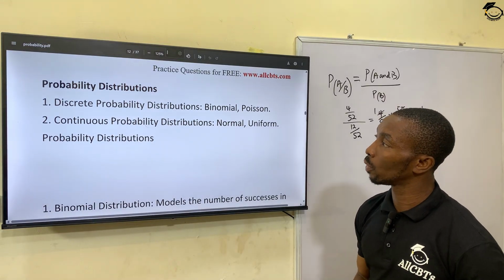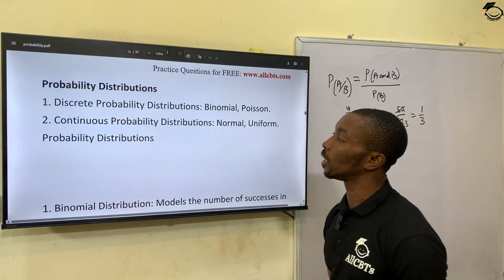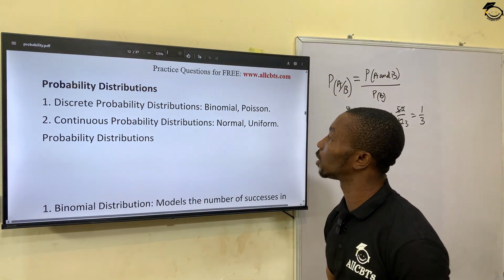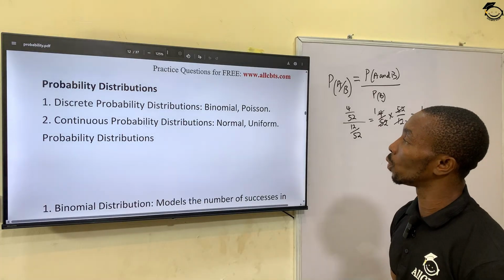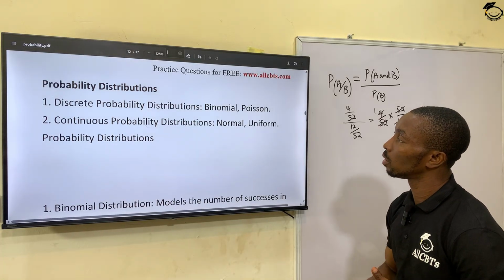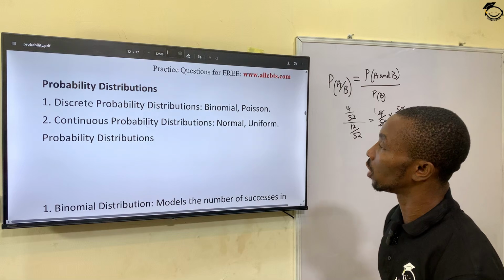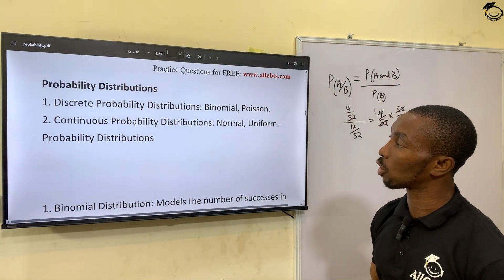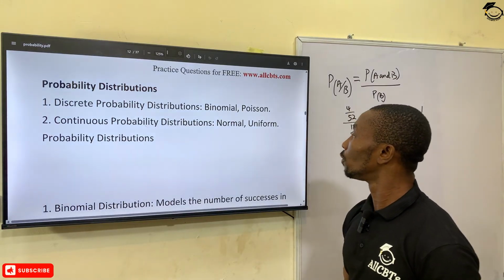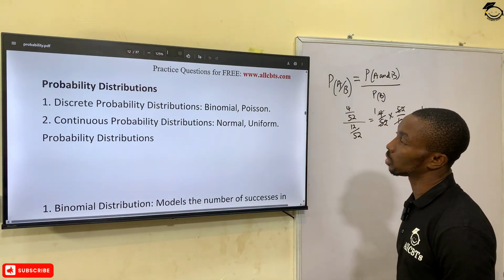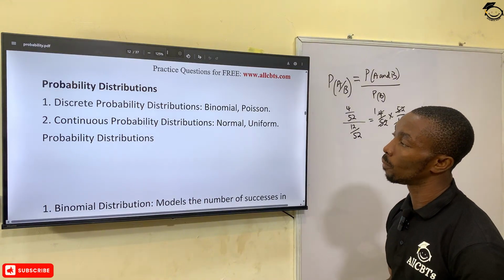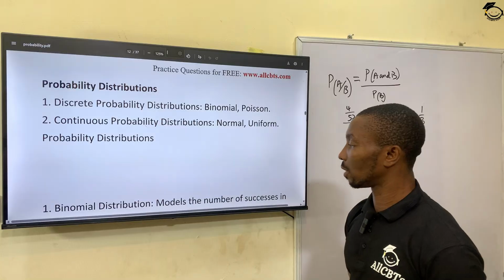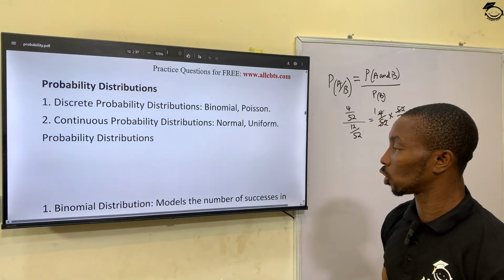Now, the next we'll be looking at will be probability distributions. Okay, now we have the discrete probability distributions, which deals with our binomial distribution and our Poisson distribution. Now, the second one is a continuous probability distribution, which talks about the normal distribution or your uniform distribution.